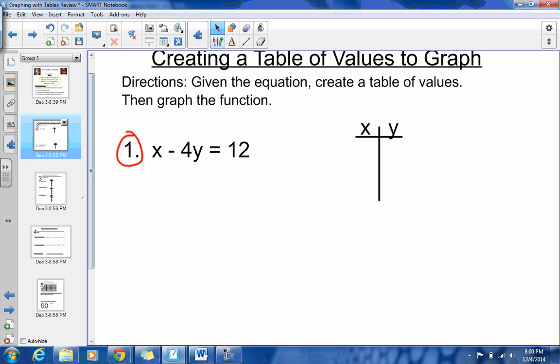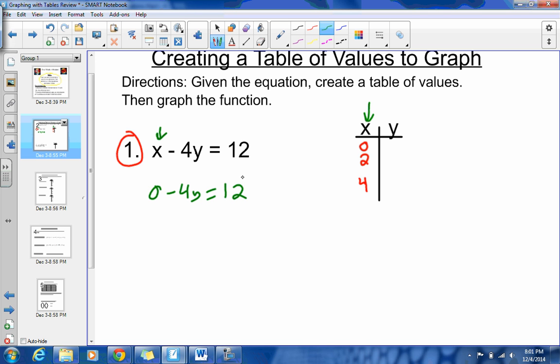And if you recall, the first thing you're supposed to do is pick at least three random values for x. I'm going to say 0 is always a nice one to do. We'll do 0, 2, 4. With those values, you start one at a time and plug them into the equation. Remember this is the x value, so you plug it in for the x in the equation. The first x value is 0, and 0 is usually a pretty nice one. That would be 0 minus 4y equals 12. And now you just have to solve for y.